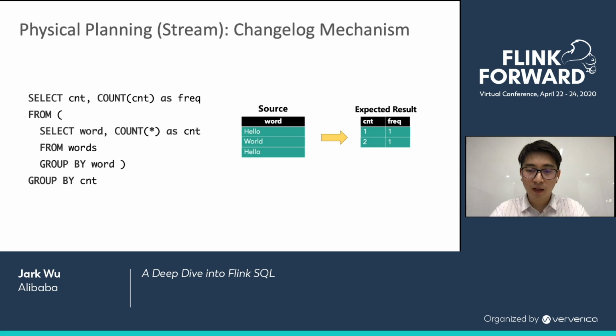This is a cascading aggregation. It first conducts a simple word count aggregation, and then calculates the frequency of each count. If you have 3 words, 2 hello and 1 word, then the expected result should be like this. The frequency of count 1 should be 1, and the frequency of count 2 should also be 1.